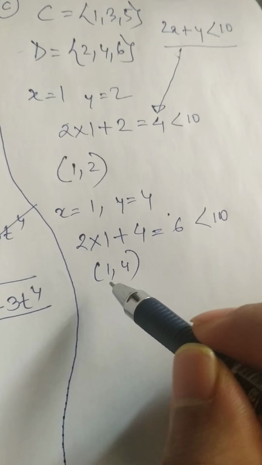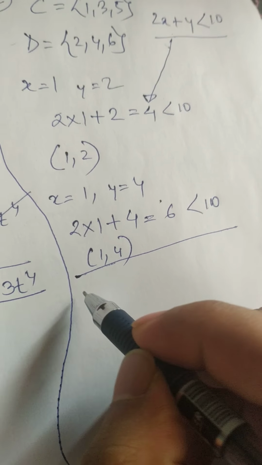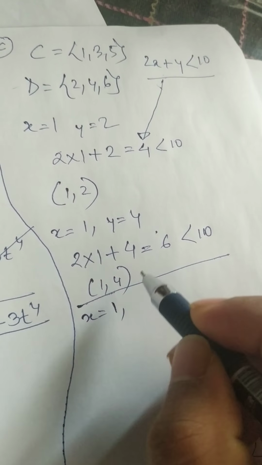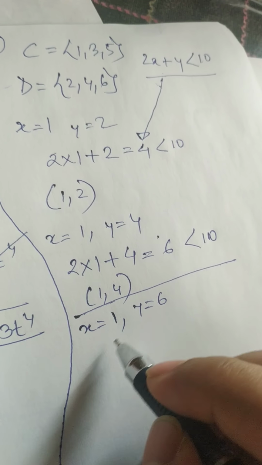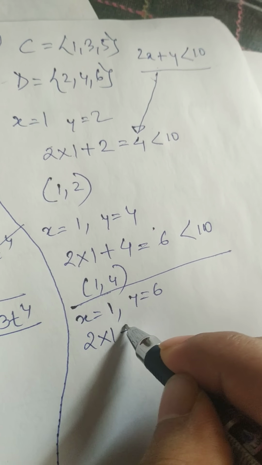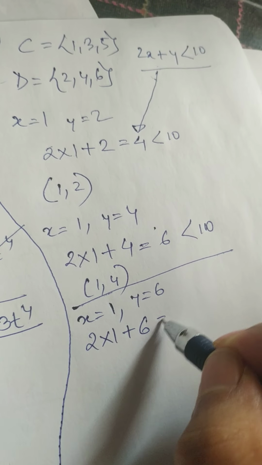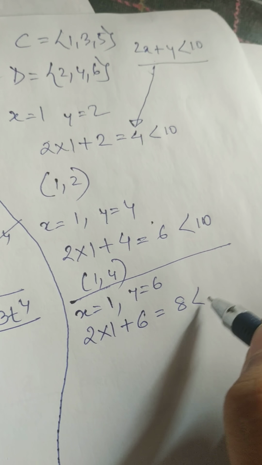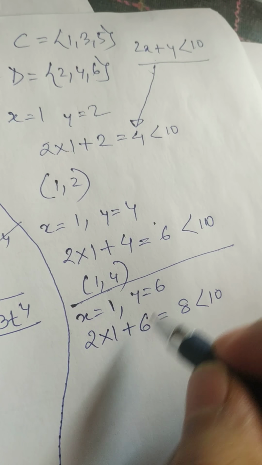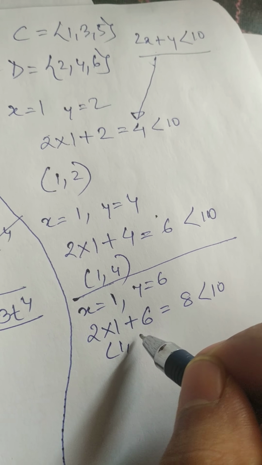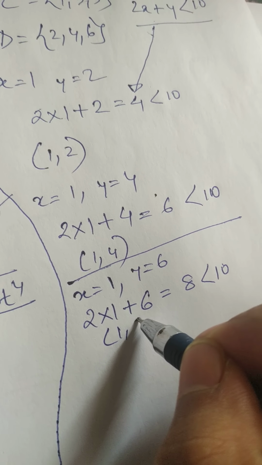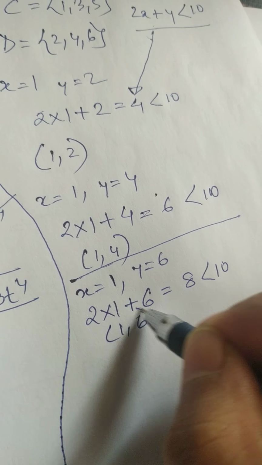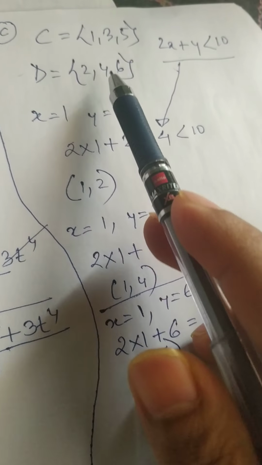Similarly, x equals 1, y equals 6. 2 into 1 plus 6 is equal to 8, less than 10. So 1 and 6 is also considerable.